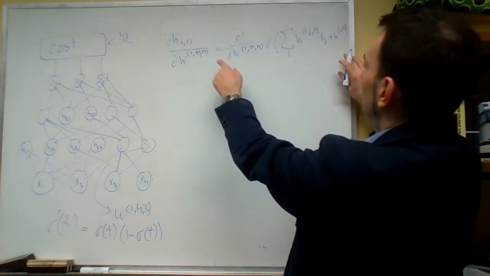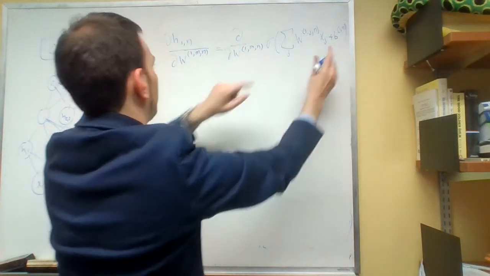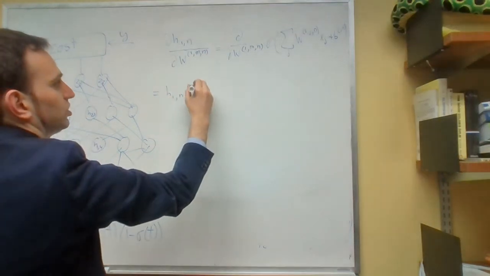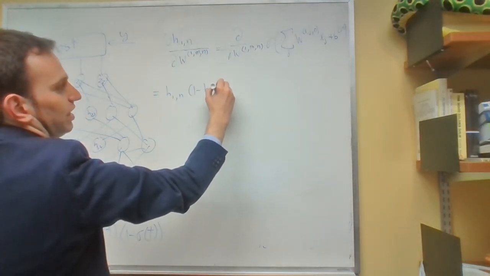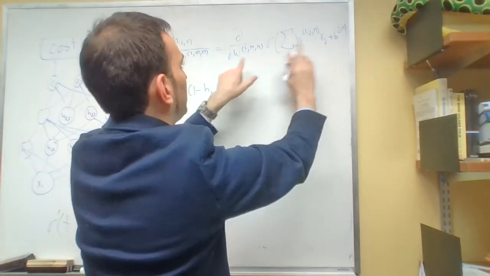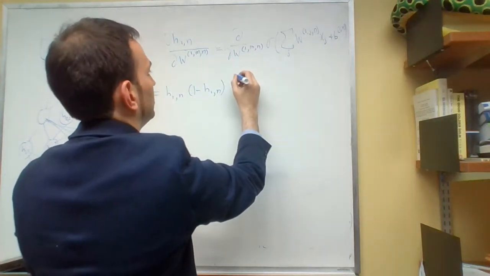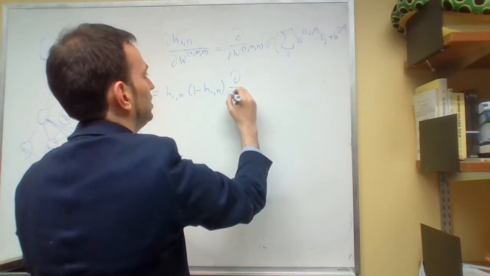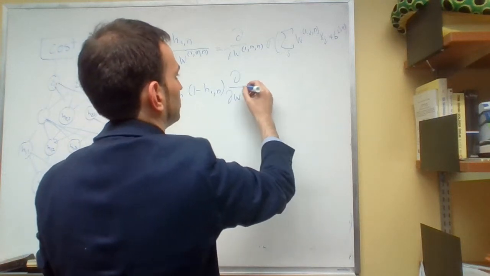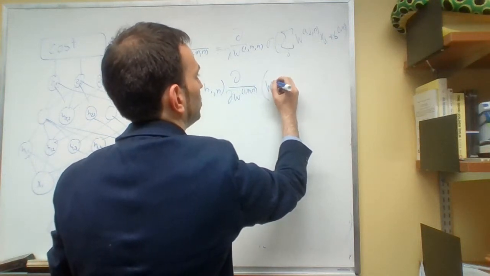Okay, so what is that? Well, we know the drill. So the derivative of the sigmoid function is just going to be h1n times 1 minus h1n. What's the derivative of this guy with respect to w1mn? Well, let's write it out again. That's going to be d by dw1mn of this sum.